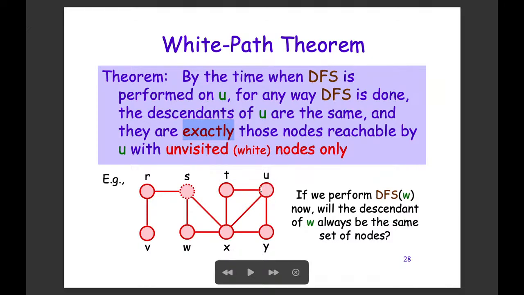So in that case, we cannot have a node which is still white, but is originally connected to the source using white nodes only. So we are now done with one part. As long as a node is connected to the source by white nodes, then it must be visited. Then we want to prove the other direction.